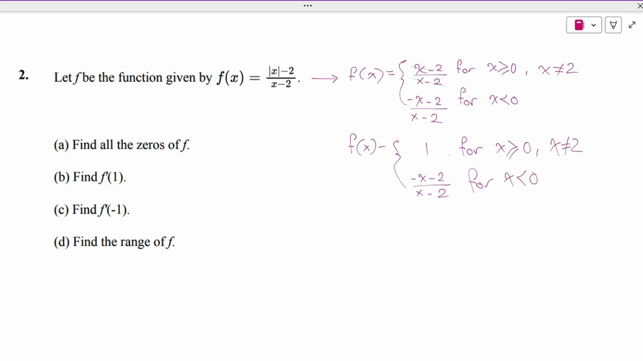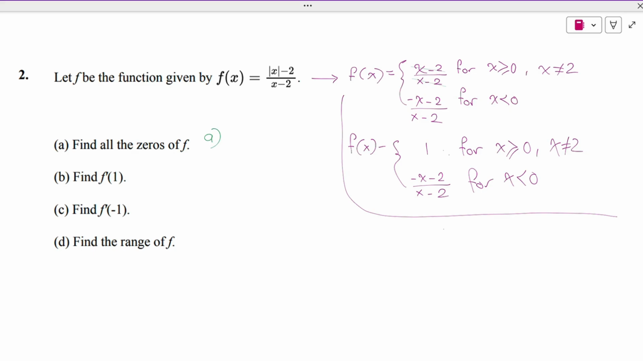By the way, we haven't started doing A, B, C, and D yet. We are just rewriting the function. Okay? Now we can get started. So it says part A. Part A. Find all the zeros of f.